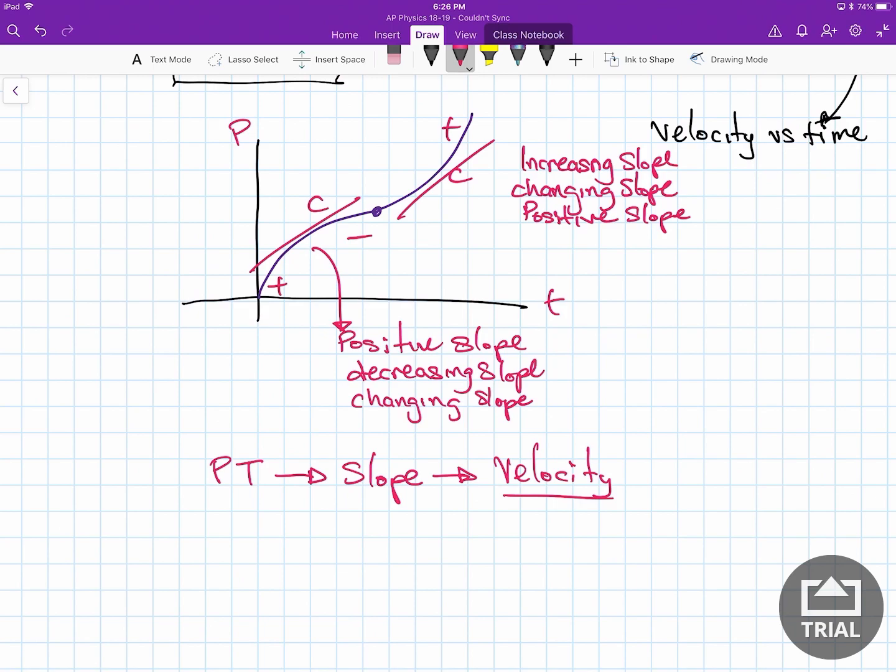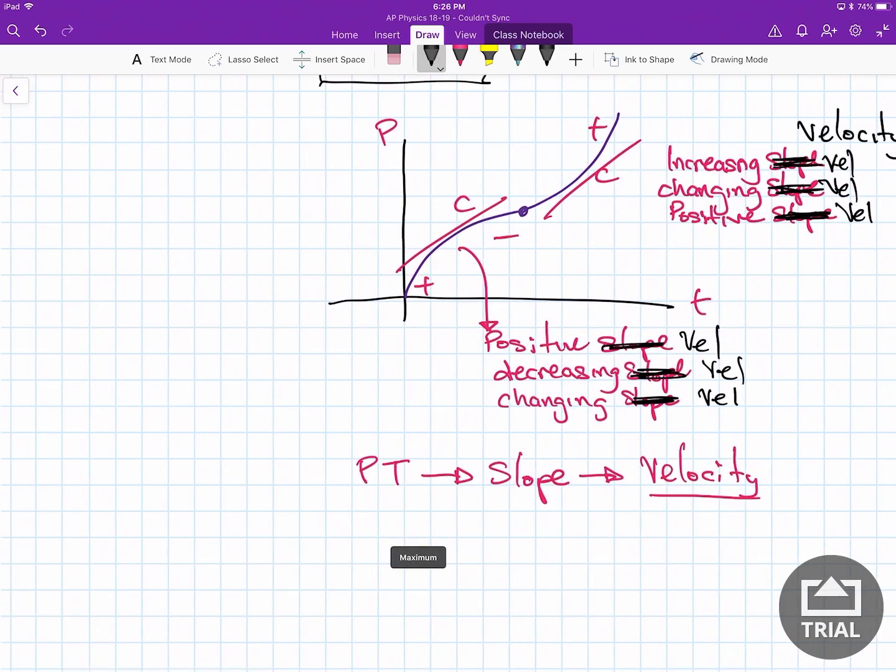So now, guys, instead of having slope, I'm going to replace it with what it is: velocity, velocity, velocity, velocity, and velocity. Perfect.